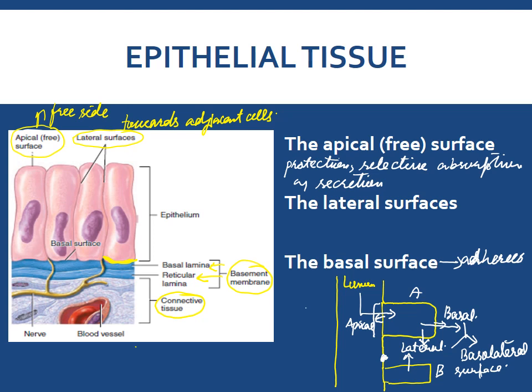So, what is the function of the apical surface? They provide protection, selective absorption and secretion. From now onward, you will use the word selective. And what is the purpose of the lateral surface? It provides surface for the transport of material that moves inside the epithelial cell to the interstitium. Then is the basal surface. What is the role of this basal surface? It anchors, it adheres.